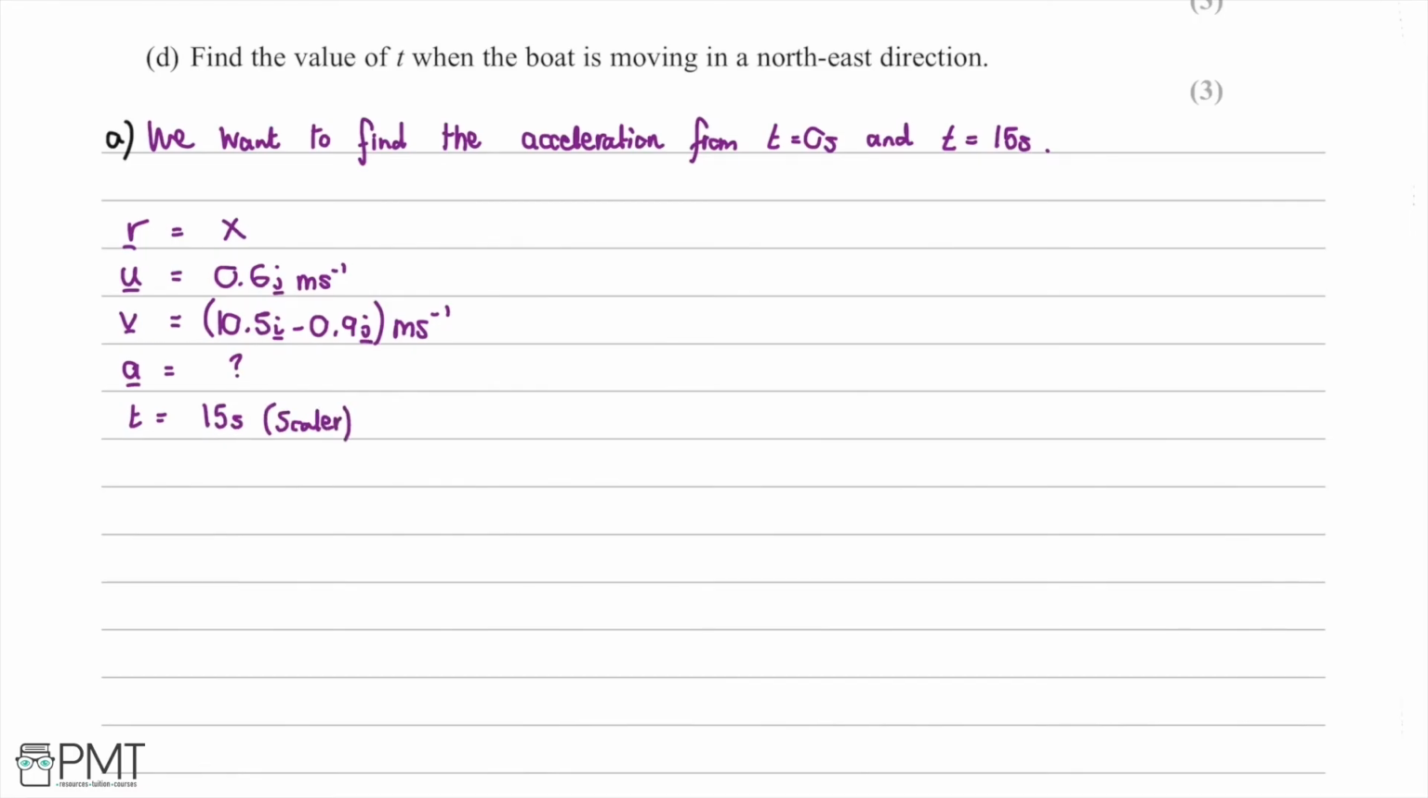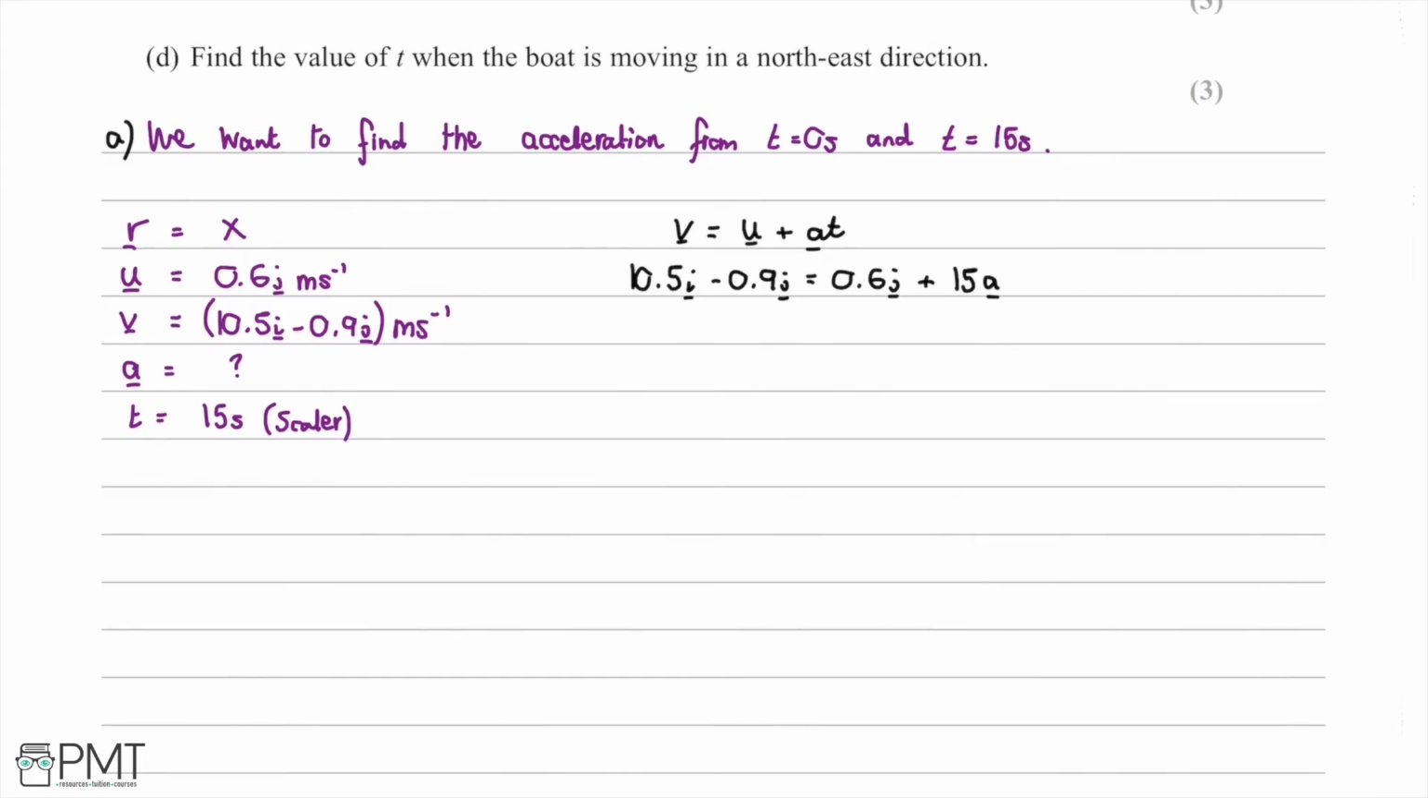So then we can use this information to decide what equation of motion we're going to use, and we are going to use v is equal to u plus at. So now we can substitute our values in. So we'll have that 10.5i minus 0.9j is going to be equal to 0.6j plus 15 lots of the acceleration, and that's what we're trying to find out.